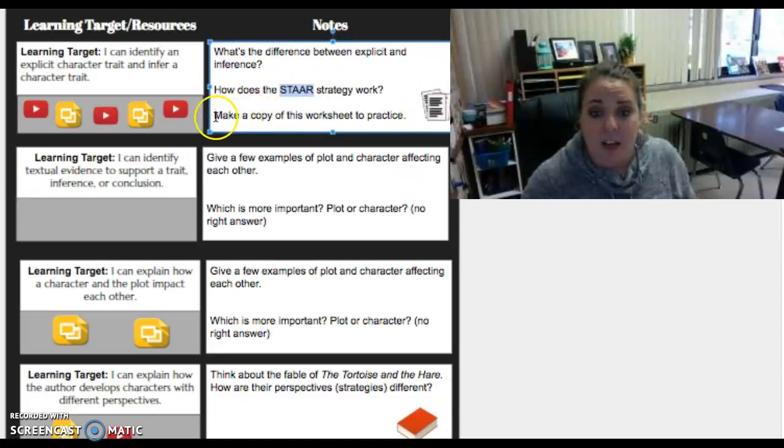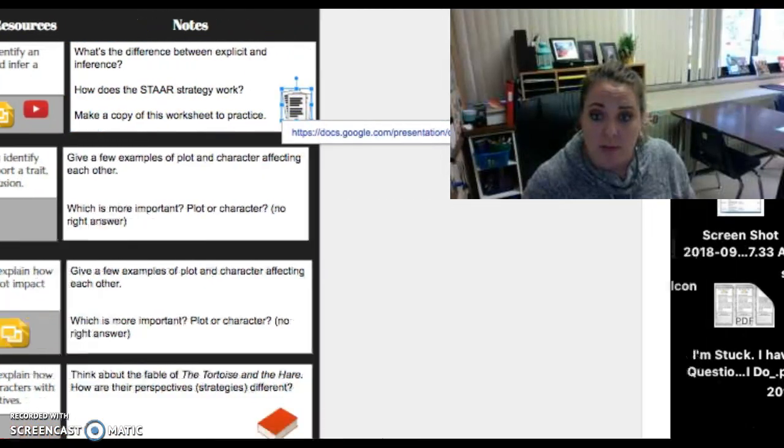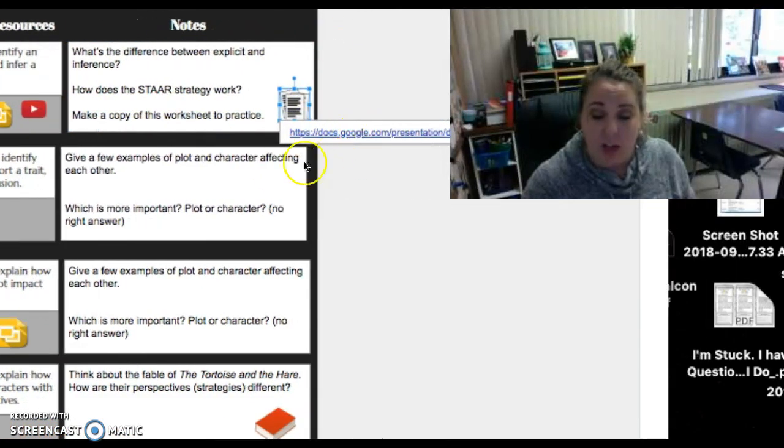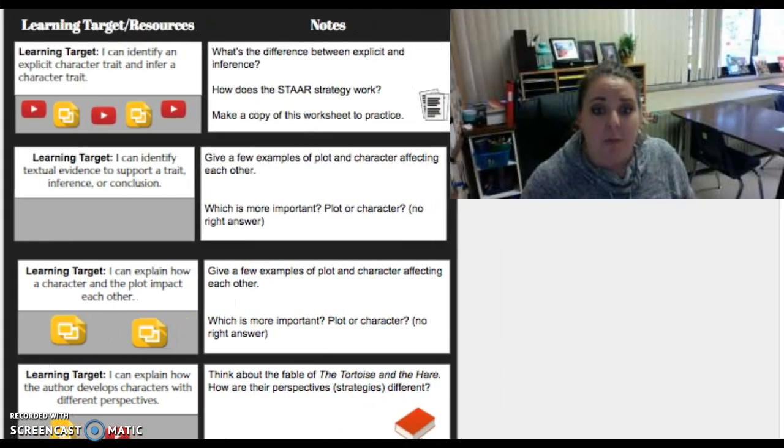And then it says here, make a copy of this worksheet to practice. And if you click on this worksheet, it will take you to another doc, and you can make a copy of it and practice this, all right? And then when you're comfortable with this learning target, then you move on to the next one. I can identify textual evidence to support a trait, inference, or conclusion.